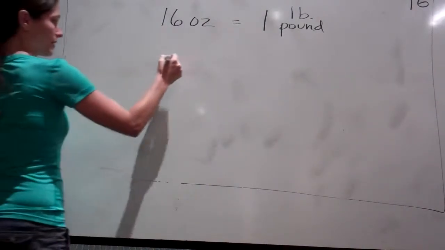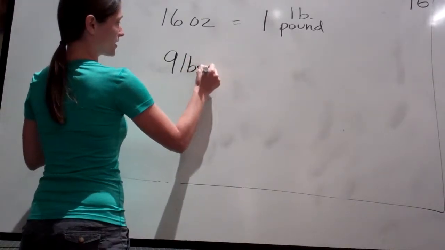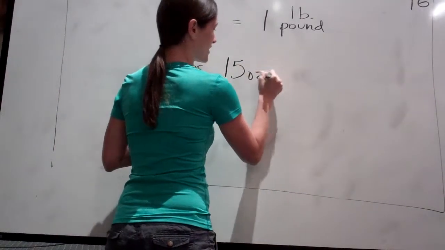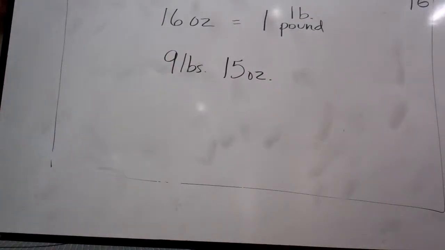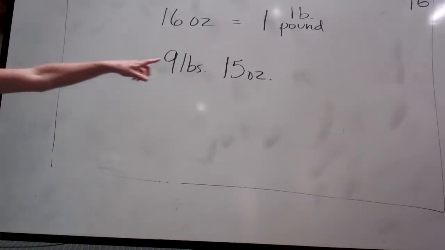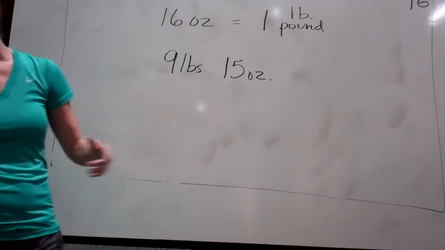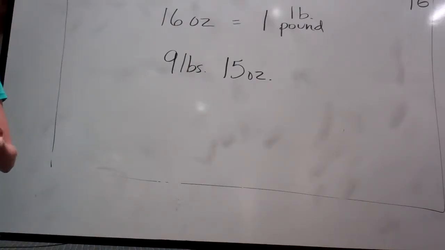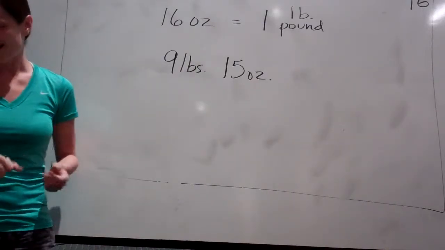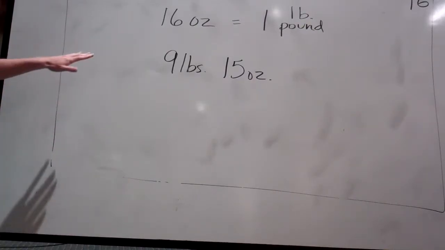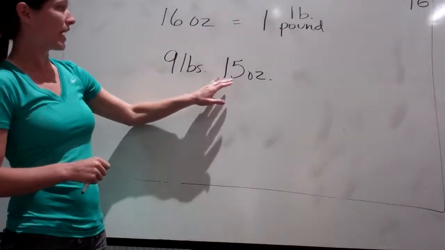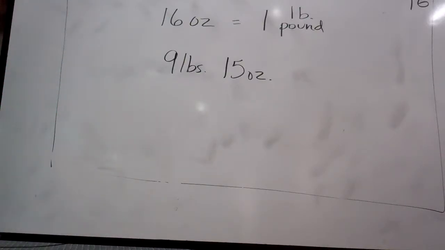So if my Isaac was 9 pounds, 15 ounces, he was extremely close to being a 10-pound baby. Y'all see that? Because 1 more ounce would have made him a 10-pound baby. An ounce is like a paper clip, something like that. So if Isaac had been 1 more ounce, he would have been 10 pounds as a baby. Okay, so you need to write that one down.